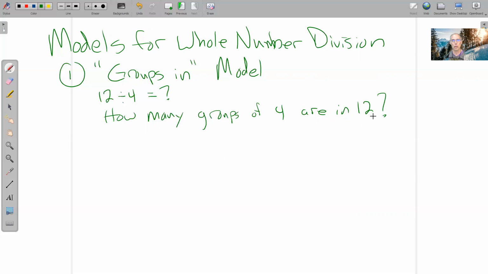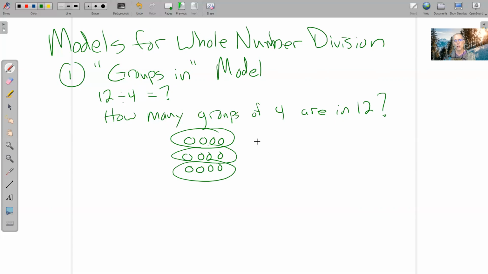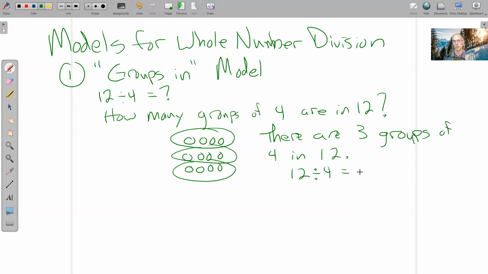So we're looking for groups of 4 in 12. There's one group of 4, two groups of 4, 3. And so we can draw that and then say, oh, there are 3 groups of 4, excuse me, in 12. So that means 12 divided by 4 equals 3.